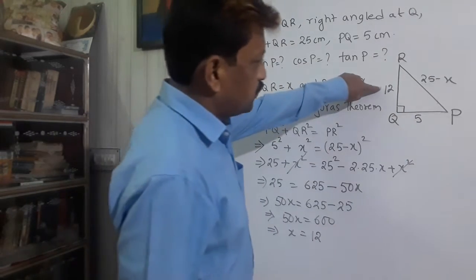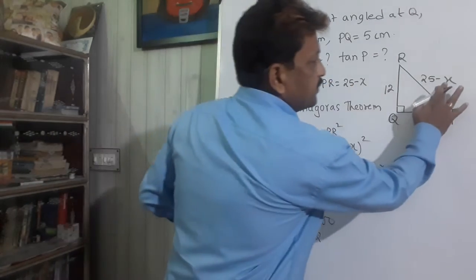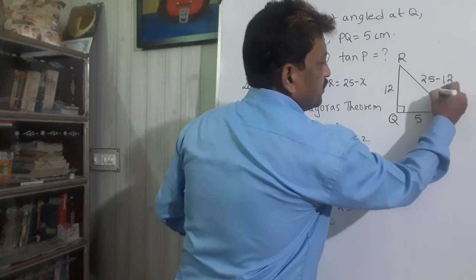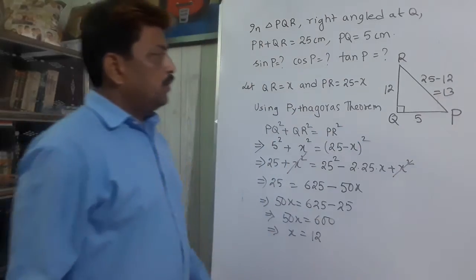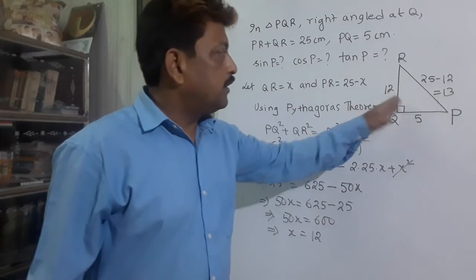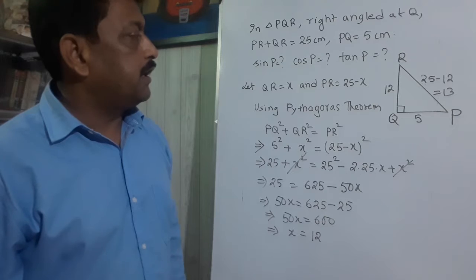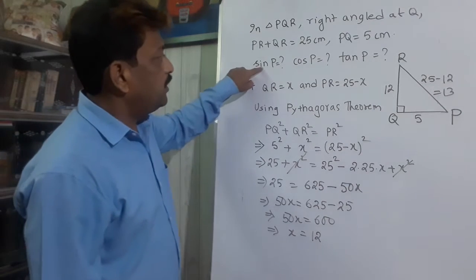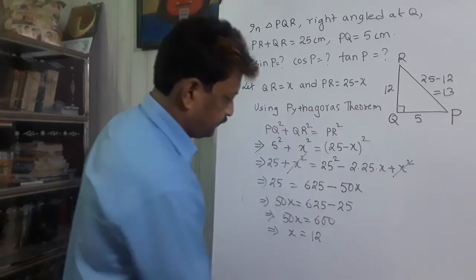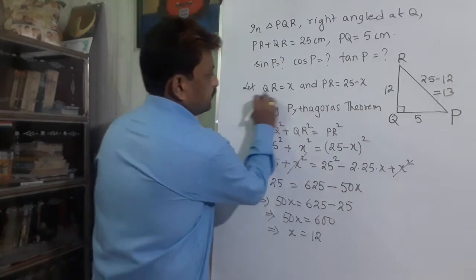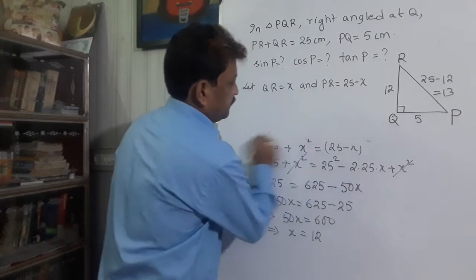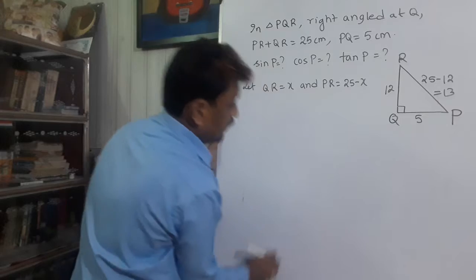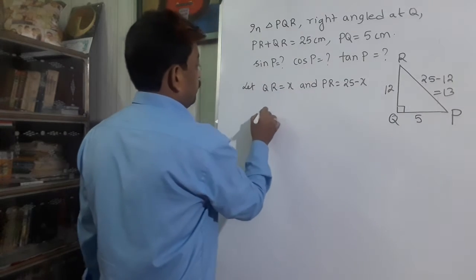Now if x is 12, then what will be PR? It will be 25 minus 12, that is 13. So we have got the values of all the three sides of this right angle triangle PQR. Okay. Now we can easily find the values of sin P, cos P and tan P. So let me erase these first. Now see the diagram.